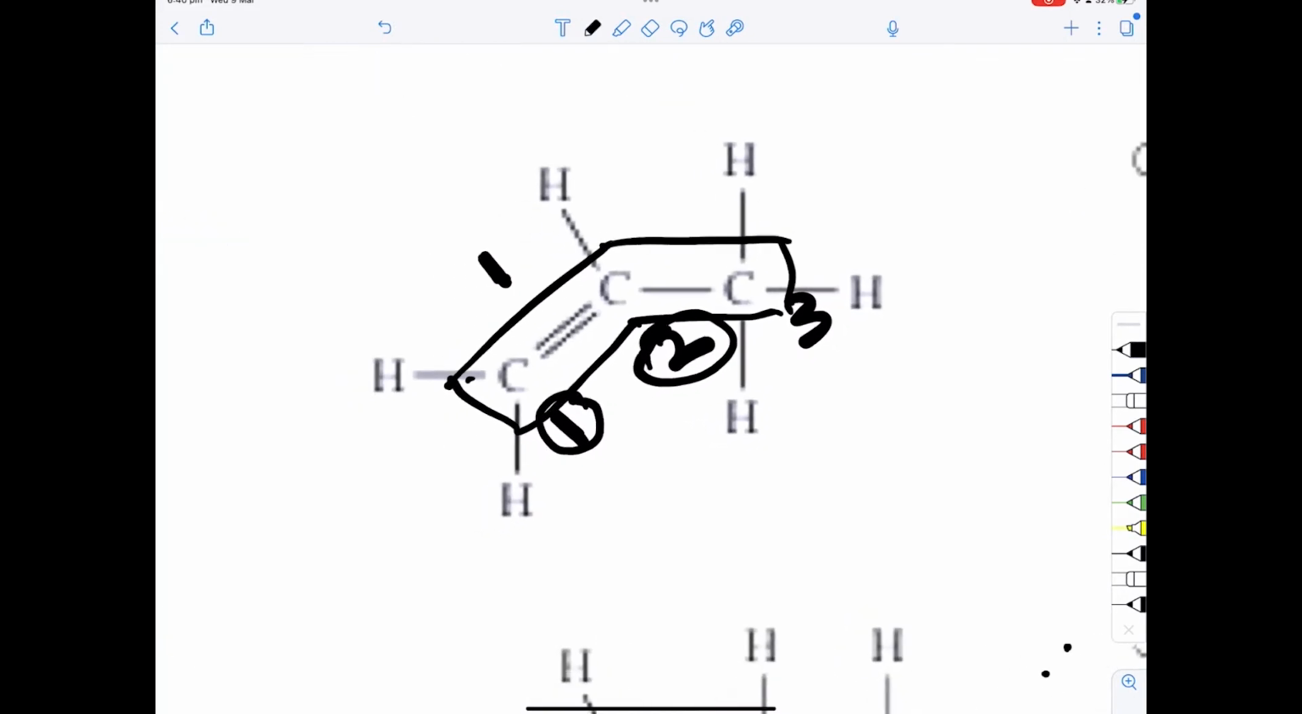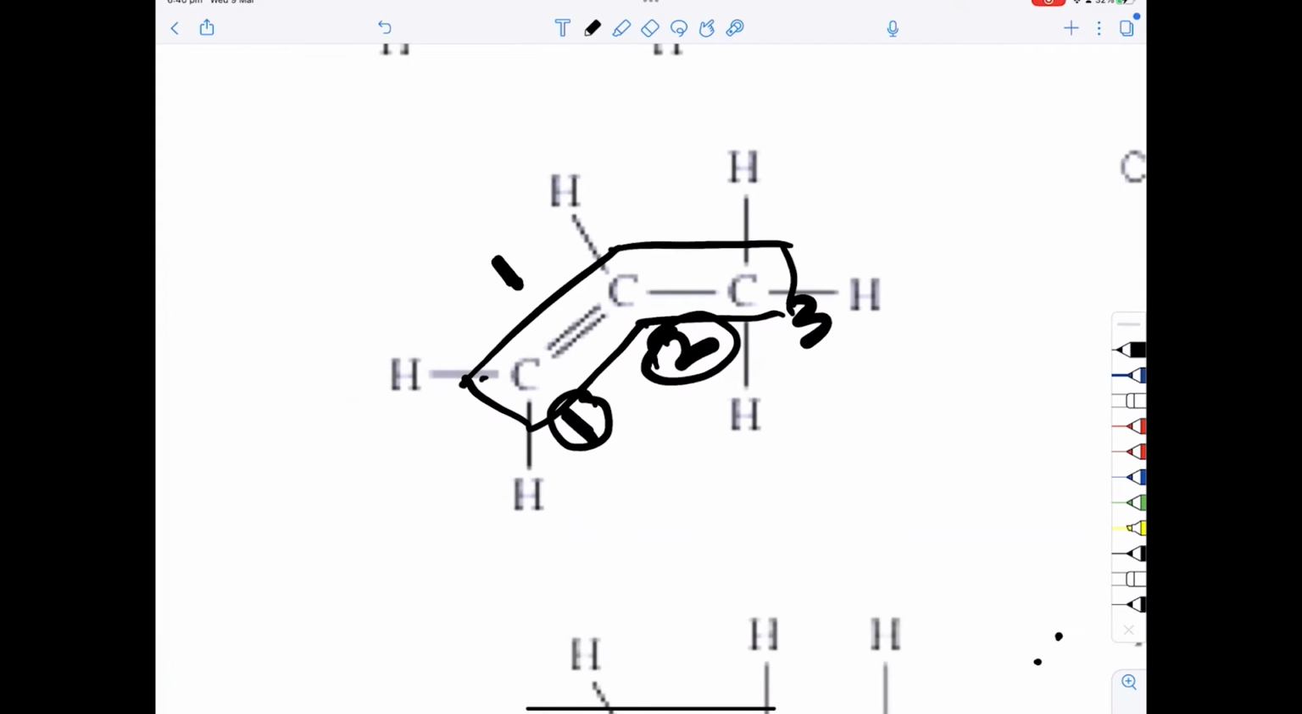Good. Now, on to naming. There are no substituent groups, which makes our life easier. And what is this main chain? It's 3 carbons and it's an alkene. So what do you call that? Propene. Good. So you call it propene.